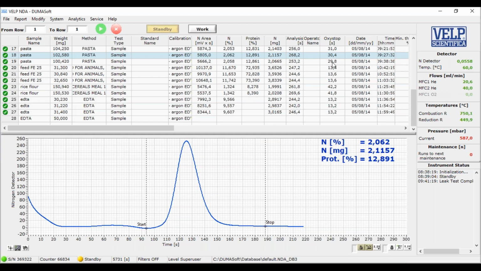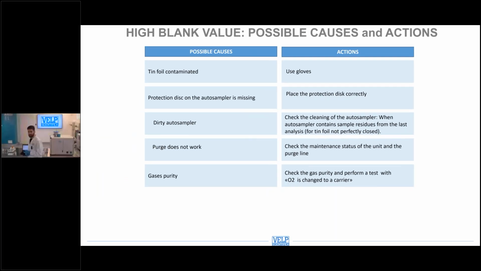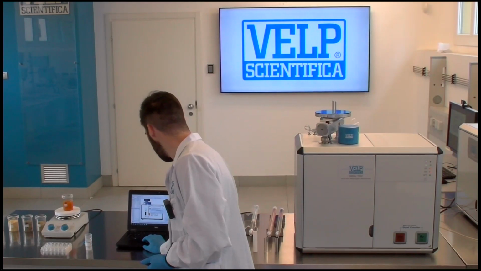Okay, the last cause could be that there is a leak inside the system. So this leak could be a way in for the atmospheric air, so nitrogen could reach the TCD. So we suggest to perform a leak test inside the service menu, leak test.